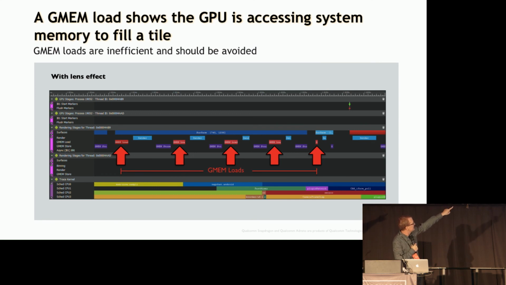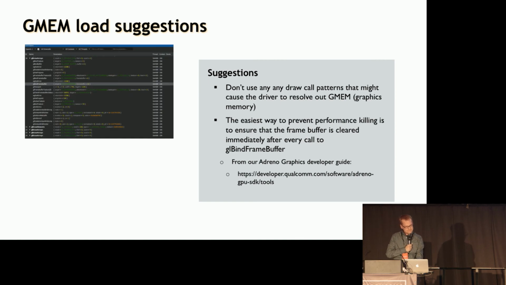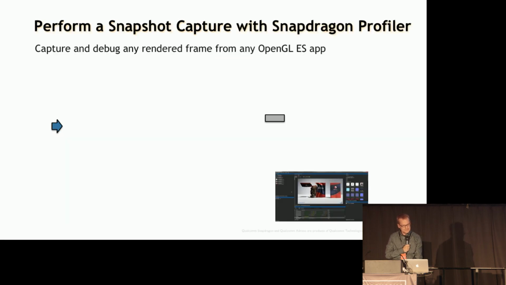If you look at those red areas, those are all GMEM loads. And there's something that you can see easily here. This also shows you things like what's happening with the CPU scheduler, exactly what's running at any given time. So obviously you want to avoid these. Don't use patterns that are going to cause a situation. The easiest way to prevent this is to ensure the frame buffer is cleared immediately after every call to the GL bind frame buffer. Easy to do, very effective. There's more information here on how to resolve that.